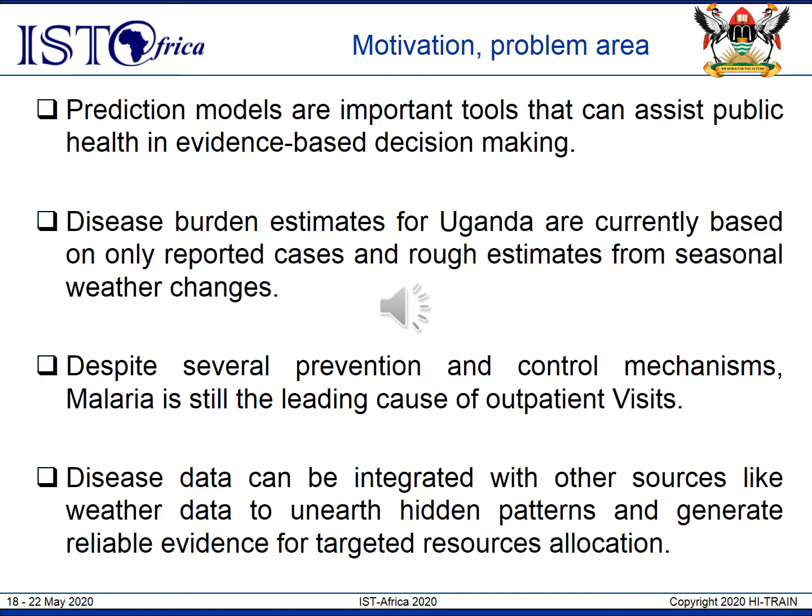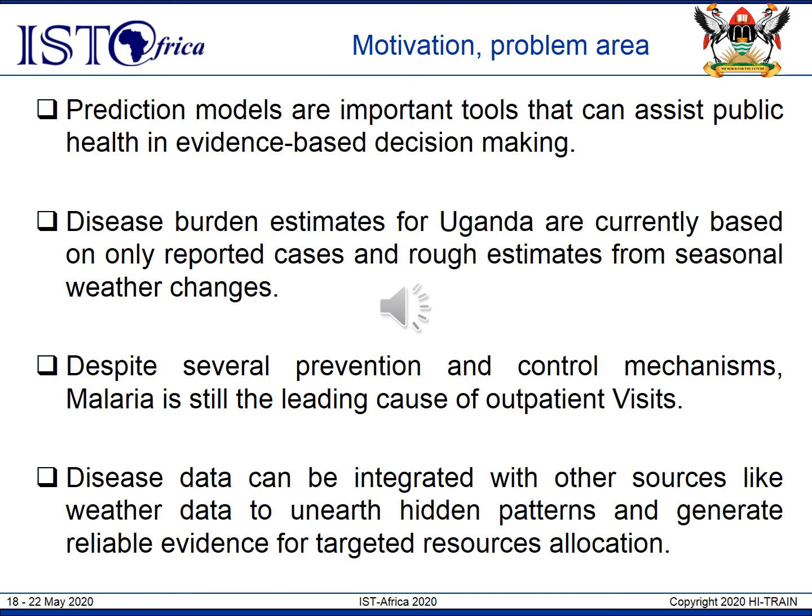Research found that when you integrate disease data with other sources like weather data, you are likely to unearth some hidden patterns which could help in generating reliable evidence for targeted resources allocation. So we also decided to integrate our locally collected weather data with our malaria cases data to see how best we could predict the forthcoming number of cases before they actually occur and be able to plan for the best resources that are needed at different times and in different regions of the country.